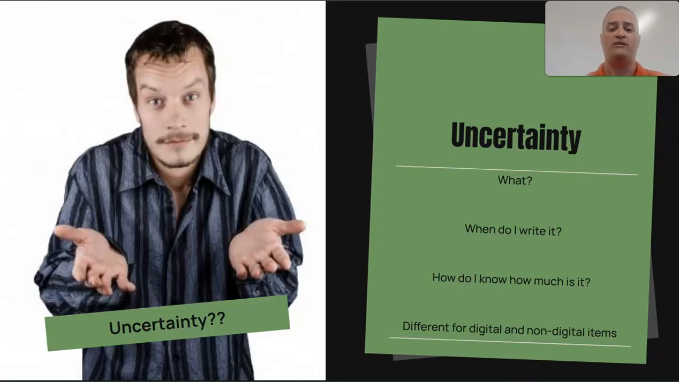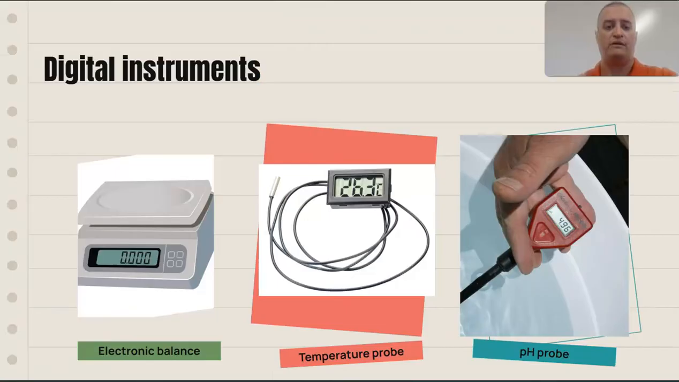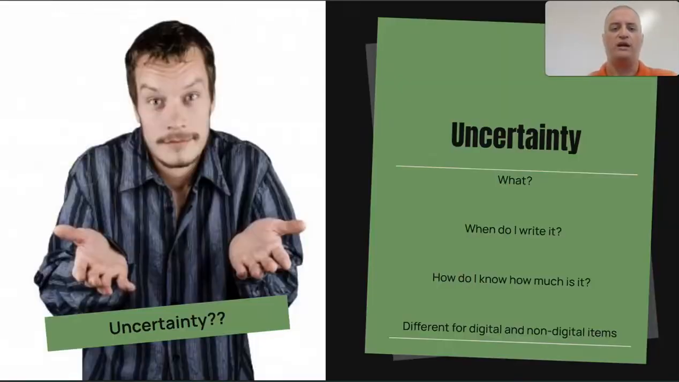How do I know how much it is? Well, for digital instruments, it's whatever the manufacturer would say, or plus or minus the smallest increment. So if we go back a little bit, and we have our temperature probe, 26.3 degrees Celsius, that means the smallest increment is 0.1 degrees Celsius, so therefore we would have it as plus or minus 0.1 degrees Celsius. For non-digital instruments, it's plus or minus half of the smallest increment of measurement. So plus or minus 1/2 of whatever the smallest increment is.